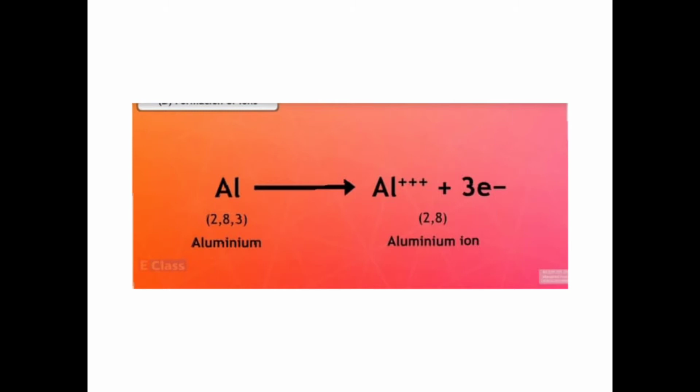Aluminium, if you see, has 3 free electrons. So if it removes the 3 electrons, then it will have a 3 positive charge. So the 2,8 part, when it is in the form of 2,8, that will be the aluminium ion. Right? So it forms ions and all the ions are positively charged. That is also called a cation.